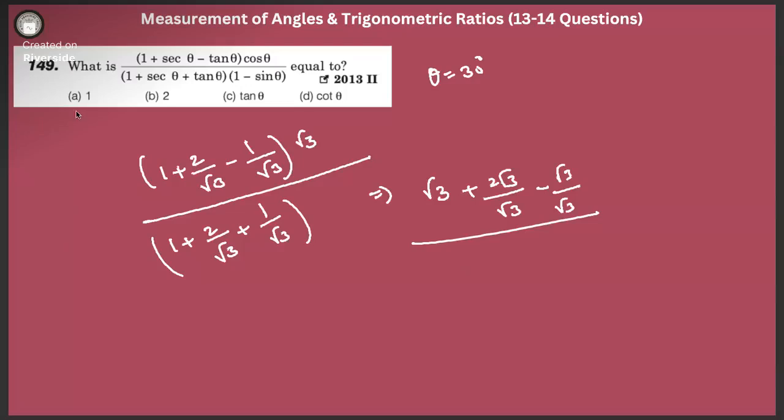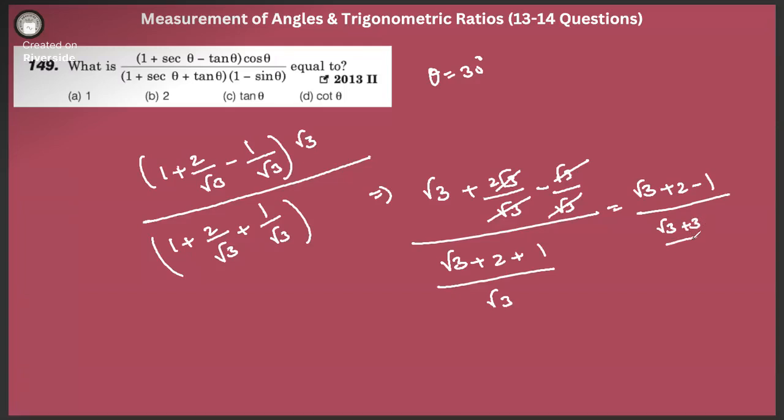So over here, we have root 3 plus 2 plus 1 divided by root 3, right? Root 3, root 3, it's gone. So in the numerator, we have root 3 plus 2 minus 1. In the denominator, we have root 3 plus 3 divided by 3. Root 3 plus 1 over here, root 3 plus 3.